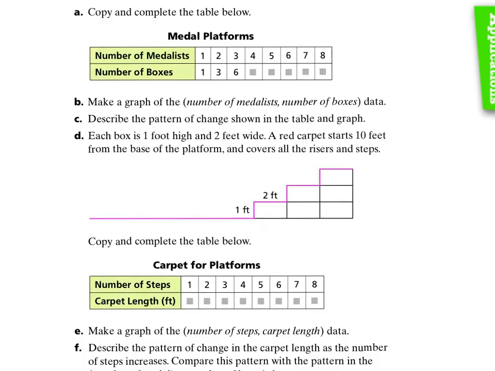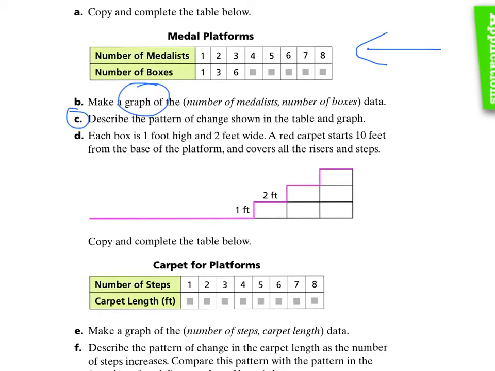Once again, students are asked to make a table of the data as illustrated here on 5A, and then a graph of the data as illustrated on 5B. And again, as usual in C, they're asked to describe the pattern of change in the table and the graph.